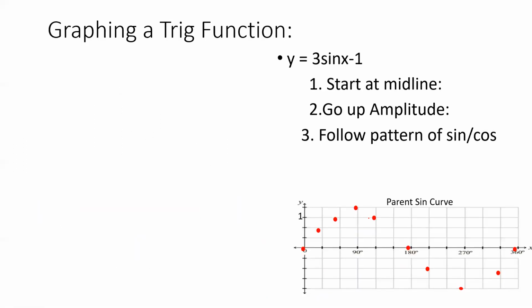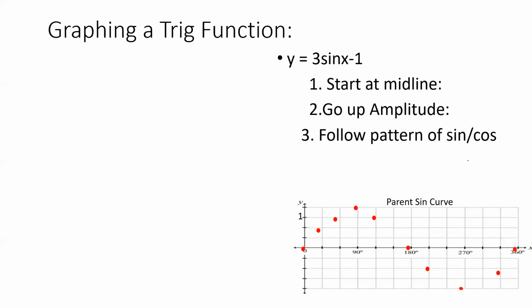So to graph a trig function, there are 3 different steps. We're going to graph this function y equals 3 sine of x minus 1. Down at the bottom right, I have a parent sine curve, so you know what it looks like, what we're going to base it off of.